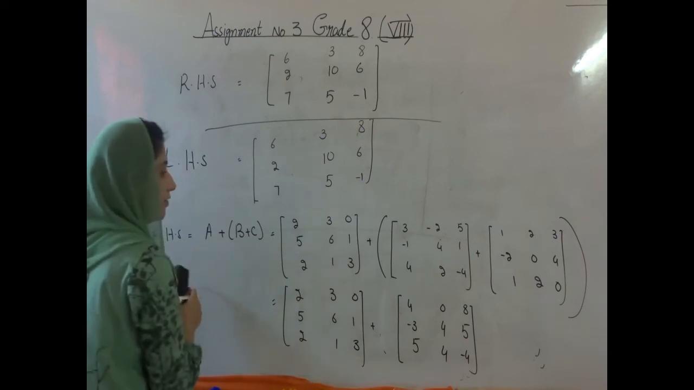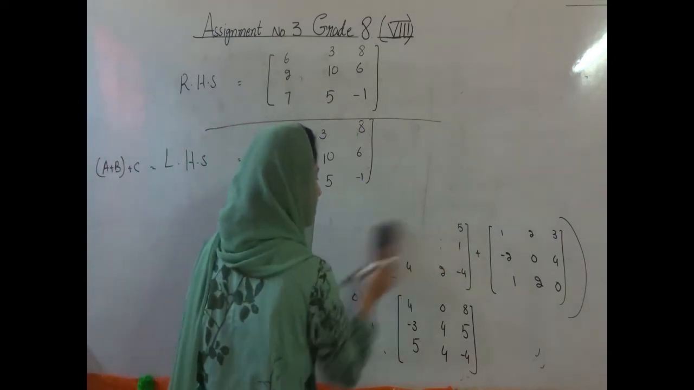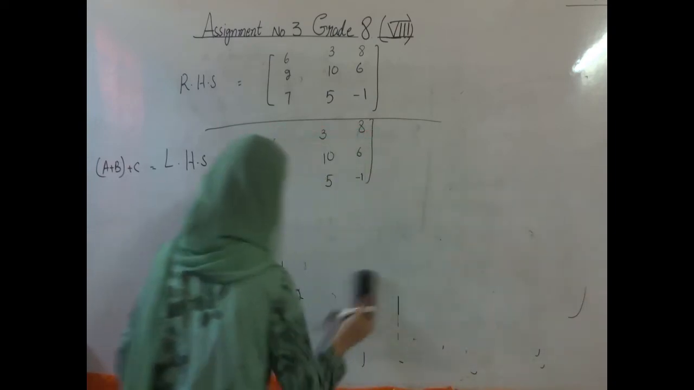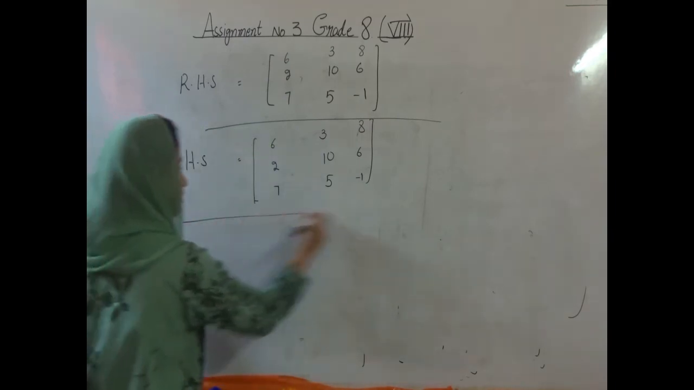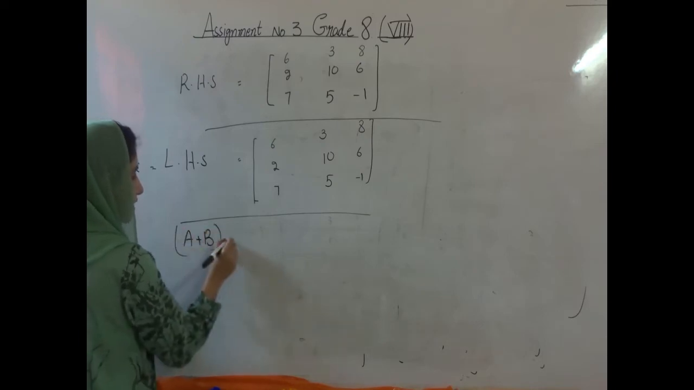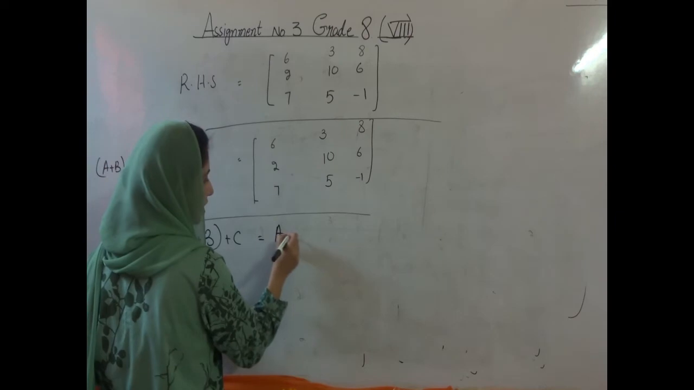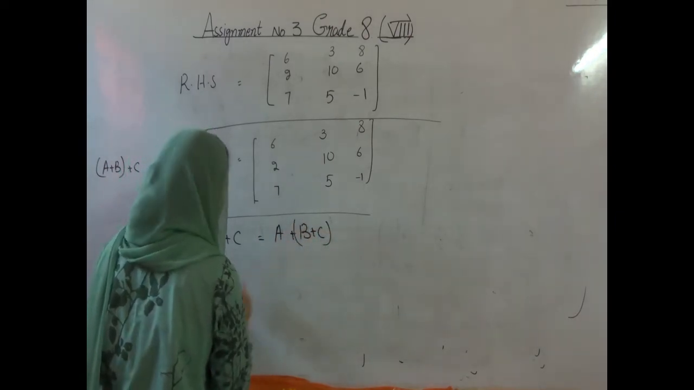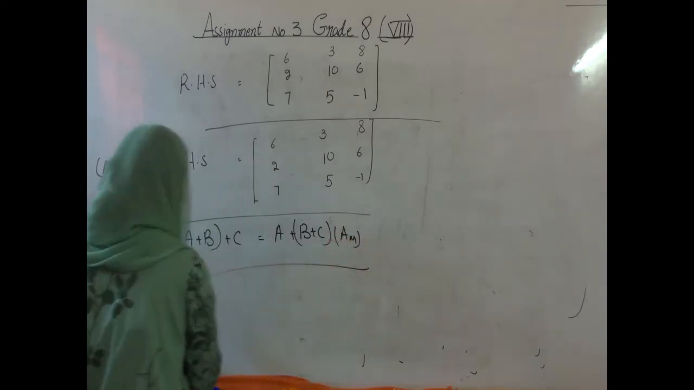It means the left hand side will be equal to the right hand side. So this is the associative law, and the associative law has been proved. So it means when we add A plus B first and then plus C, the answer will be the same as when we first solve B plus C and then add A. Prove that.